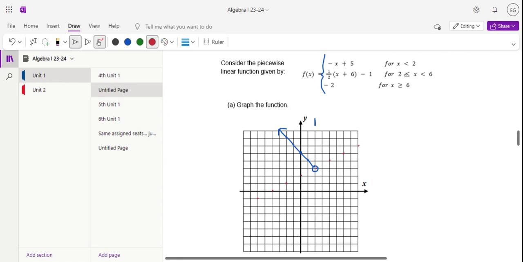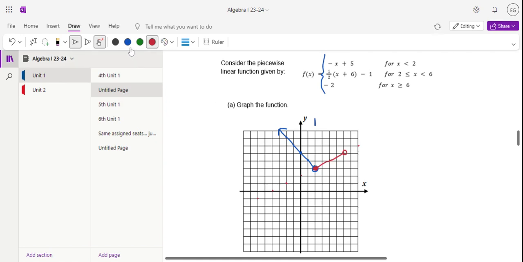So at 2, if I were to plug 2 into this, 2 plus 6 is 8. Half of 8 is 4, minus 1 is 3. So I actually do get to the value of 2, 3 here. And then I'm going all the way to 6. So 2, 3, 4, 5, 6. So this is going to be my open circle here. And I'm going to connect the dots between there.